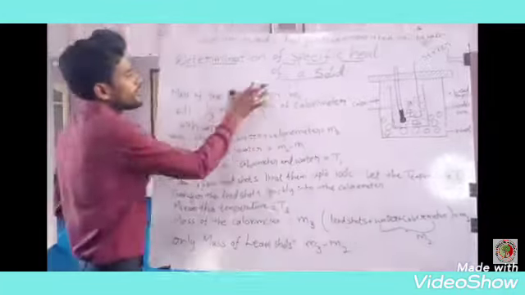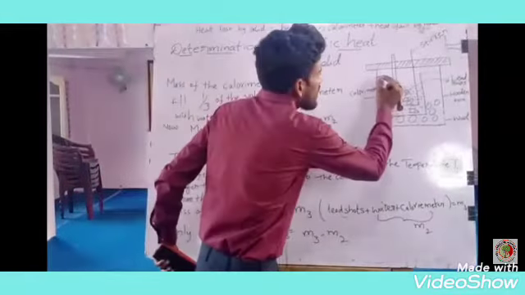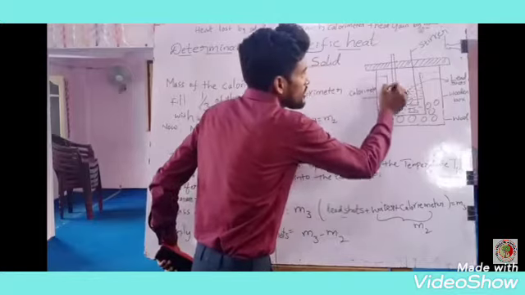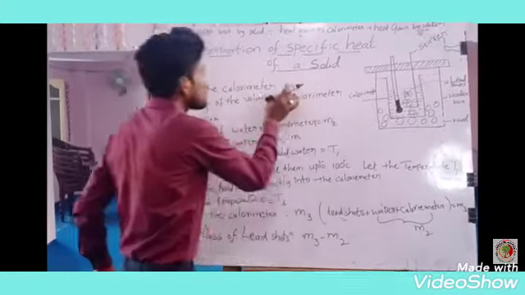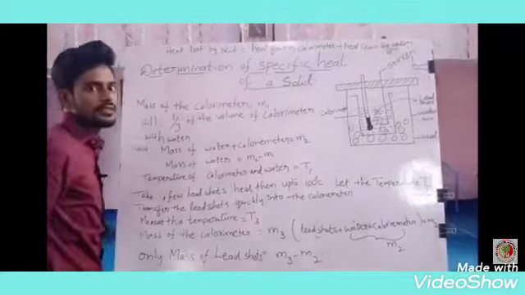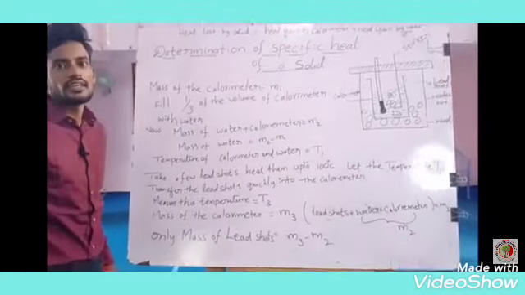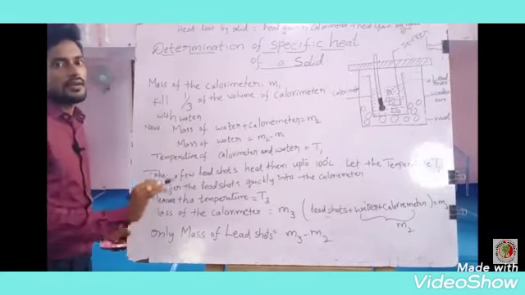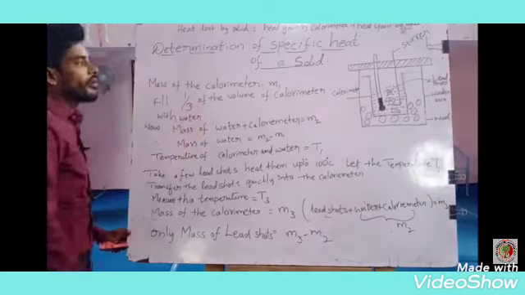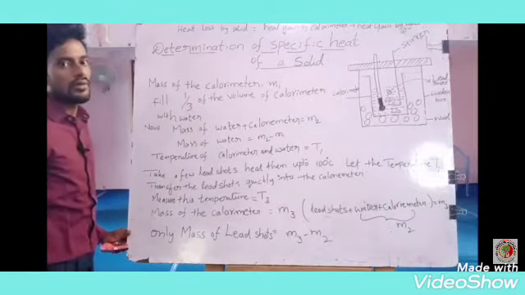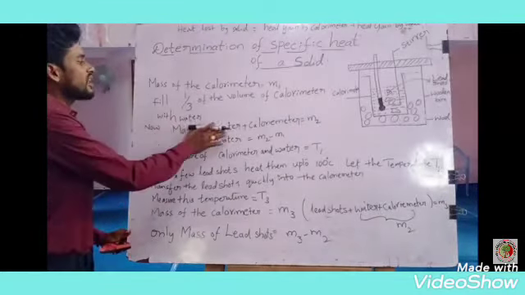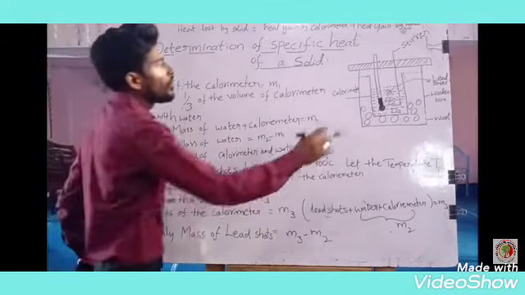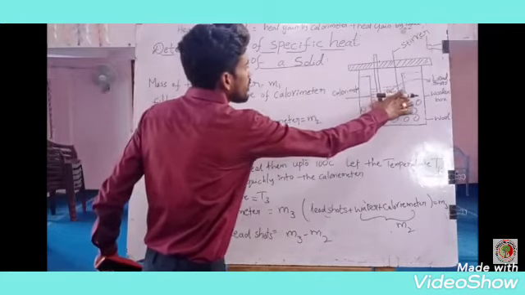See, mass of the calorimeter. What about this mass? Mass of the calorimeter equal to m1. Now do one thing. That calorimeter should be filled with water, about 1/3 part. Now the mass of water and calorimeter equal to m2. Only mass of the calorimeter is m1.